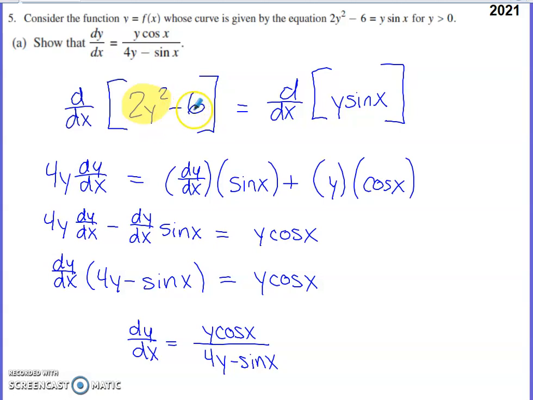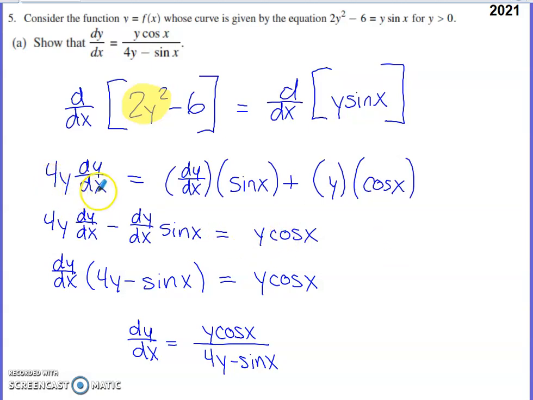The derivative of the 6 is going to be 0, so that's the only term that you see on the left side of the equal sign. And then when I do the derivative on the other side, if I'm assuming y is a function of x, I've got to look at y times sine of x as a product of two functions of x. So I've got a product rule being applied here, derivative of the first, original second, plus original first, derivative of the second.